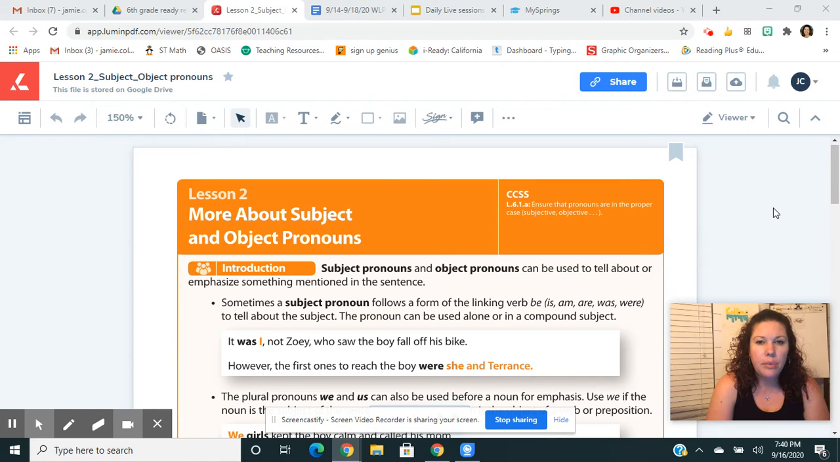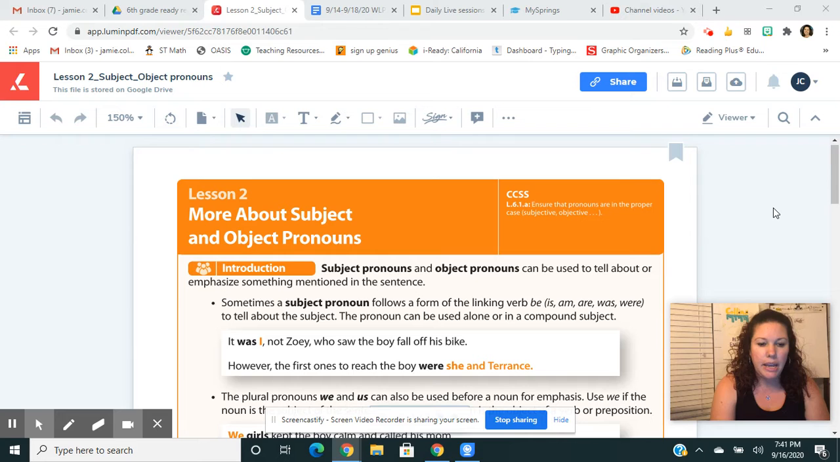All right, so today we're going to continue on with our subject and object pronouns. Yesterday we learned to identify subject and object pronouns, but today we're actually going to choose which object or subject pronoun would fit the sentence better. One key detail that I like to do when I'm trying to figure out what works is reading the sentence out loud, because then I can hear if the sentence sounds good or not.